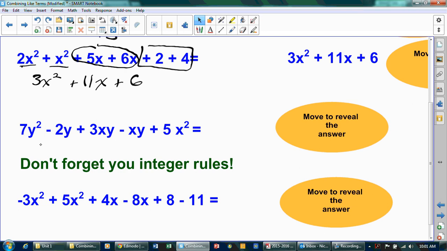Okay. Now, this one gets tricky. We have a y squared. There are no other y squareds, so we've got nothing to combine it with. We have a y to the first power. There's nothing else that is only y to the first power, so nothing to combine it with. We have a 3xy and an xy. So we can put those together.